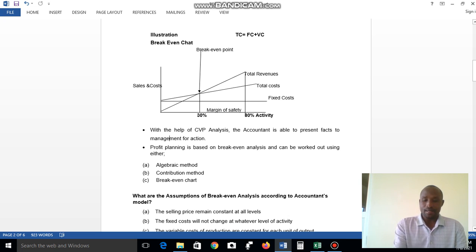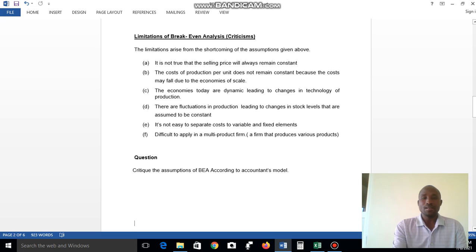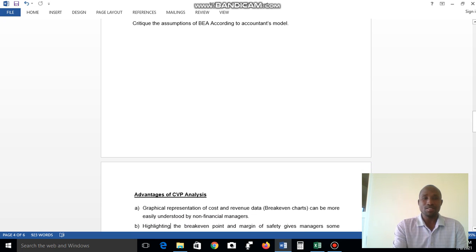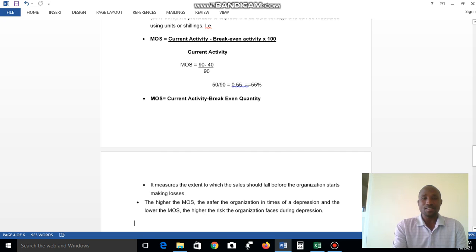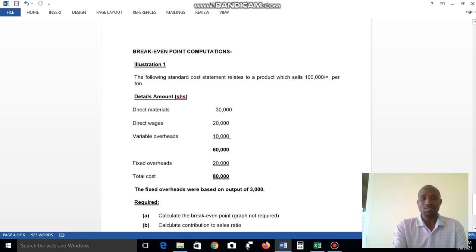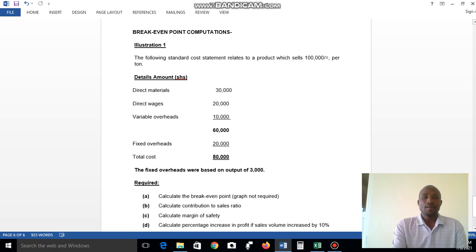So today, let us have a look at this. That was a curve, but this time we want to express it in figures and see what happens. We have this illustrative example saying that the following standard cost statement relates to a product which sells at 100,000 per ton, and these are the costs which have been incurred in producing some units of output. So units of output, we have them here, 3,000.